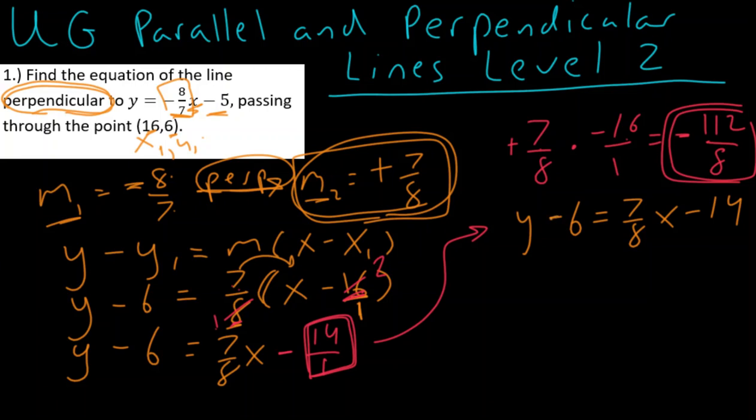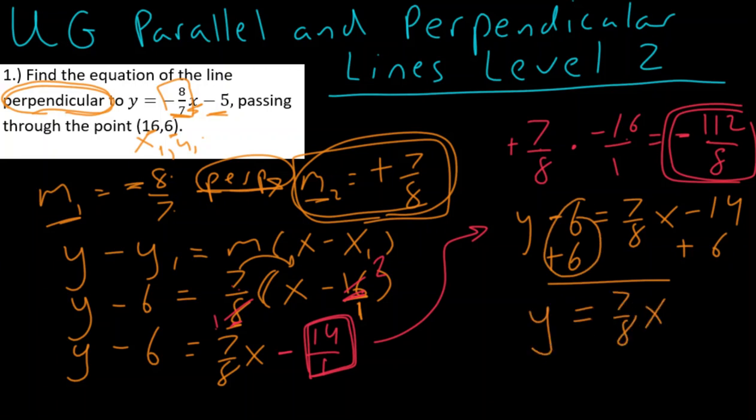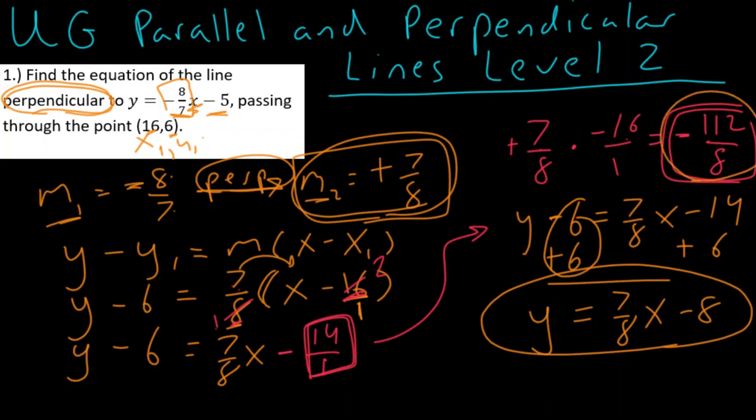Here, to get rid of this minus 6, I simply add 6 to both sides. Those cancel, and I have y is equal to 7/8 x. And negative 14 plus 6 is negative 8. Alright, y'all, the only difficult part about this was really the fraction multiplication. Other than that, pretty easy. Let's go on to our second example.